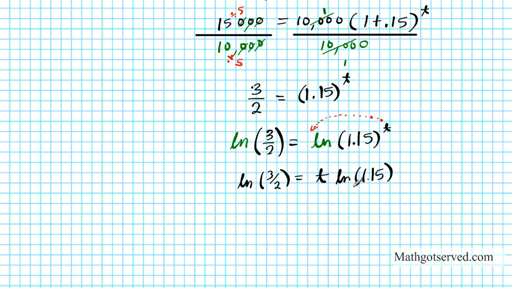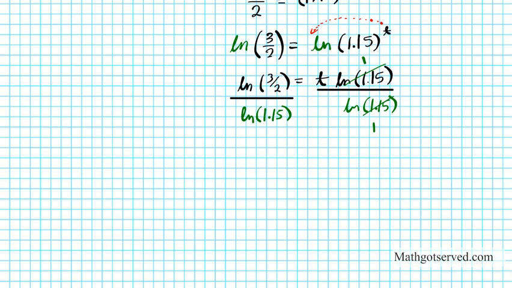Alright, now that we've powered it down, we can simply isolate t by dividing by this constant right here. So I'm going to divide both sides by the natural logarithm of 1.15. Alright, well, let me use a different color. So the natural logarithm of 1.15, and on the left, divide by the natural logarithm of 1.15. These divide out to 1. Using the reflexive property of equality, I'm going to have t equals the natural logarithm of 3 over 2 divided by the natural logarithm of 1.15.